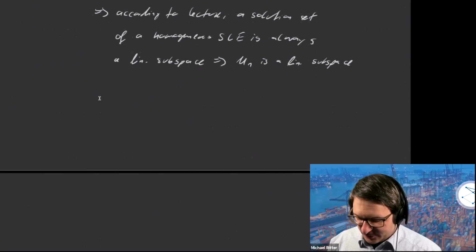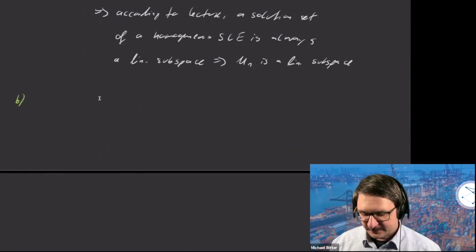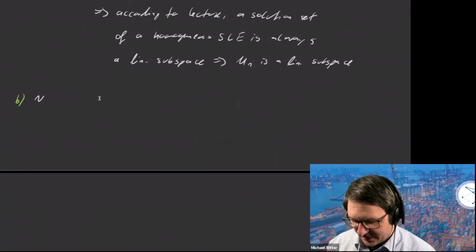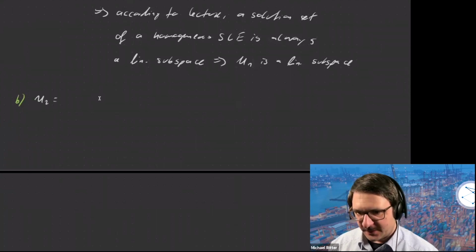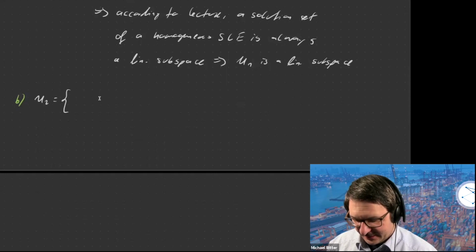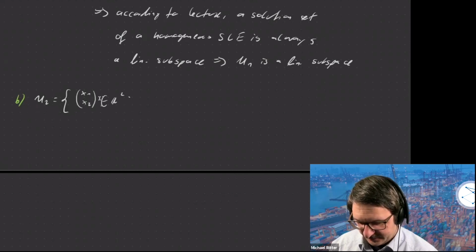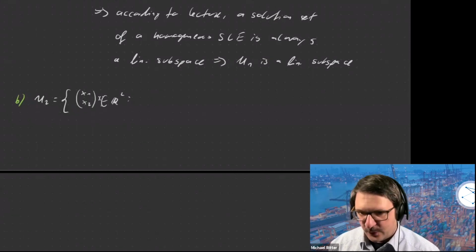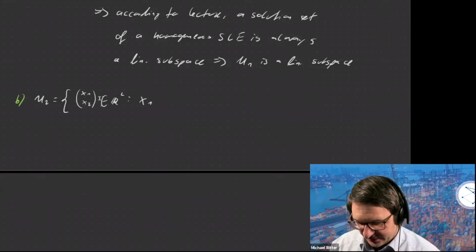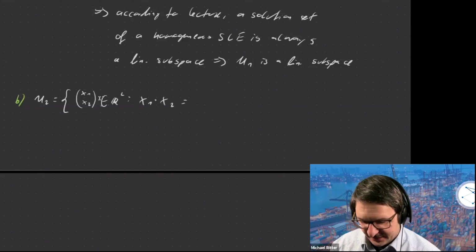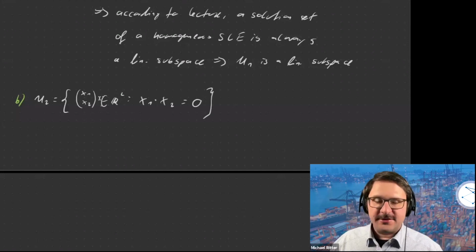Okay, let's move on to part B. In part B, we have a set U2. It's defined as x1, x2 in R2 again, where this time x1 times x2 is 0. So this defines a set U2, and the question is, again, is this a linear subspace of R2?